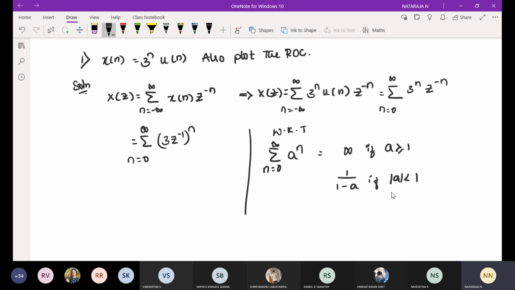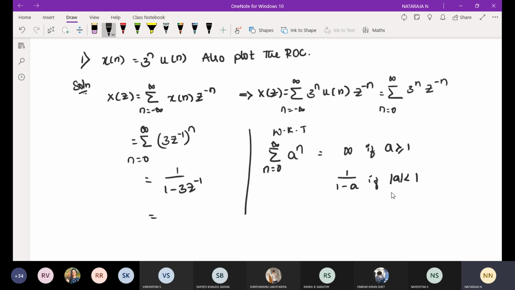If you add all these things, you will get infinity. If a is less than 1, what is the value? You will get 1 by 1 minus a. Like that, if I am going to solve for this, you will get 3z inverse. I can write this with respect to 1 by 1 minus 3z inverse.